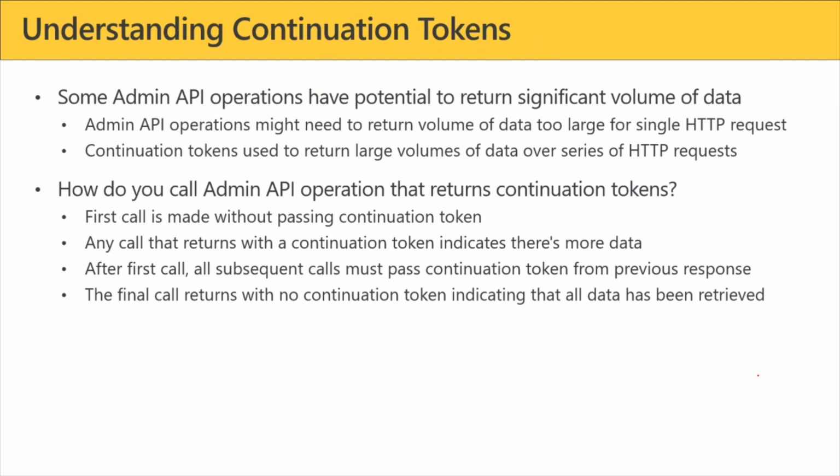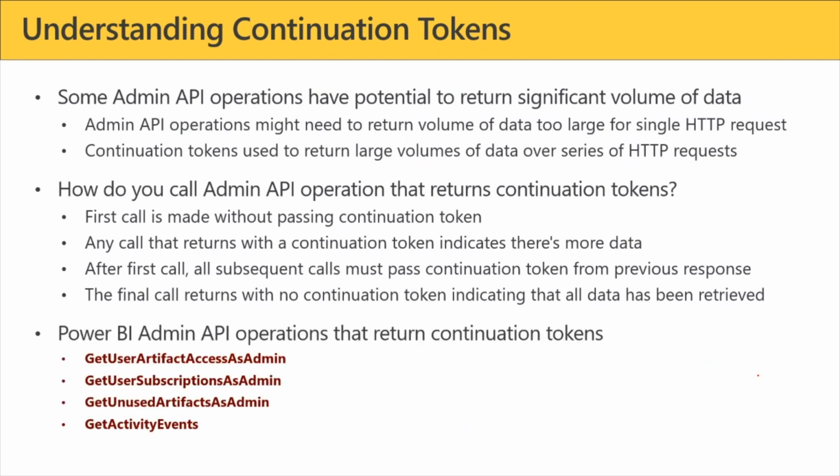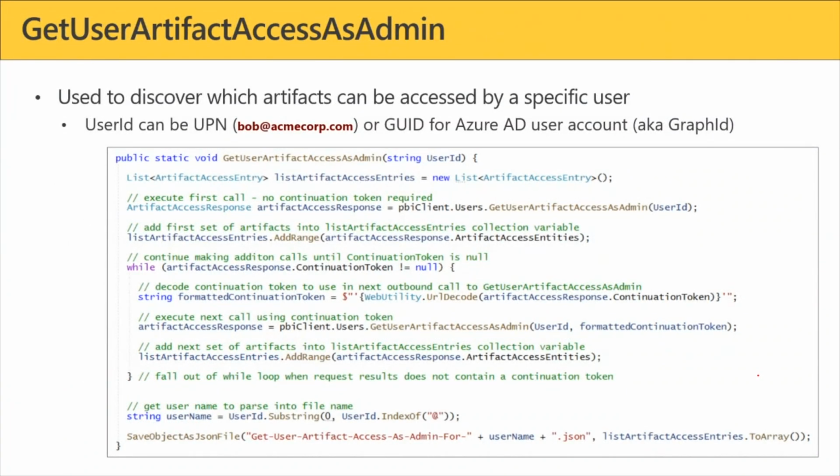Okay, so now you understand that conceptually. Here are the Power BI admin operations that return continuation tokens. So let's look at the first one, get user artifact access as admin. In this particular method, we're going to pass a user ID. Notice that the user ID can either be an email address or a user principal name, UPN, or it can be the GUID for your Azure AD user account, what's often called the graph ID.